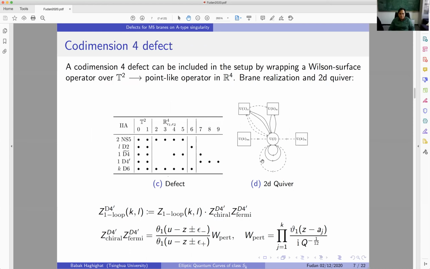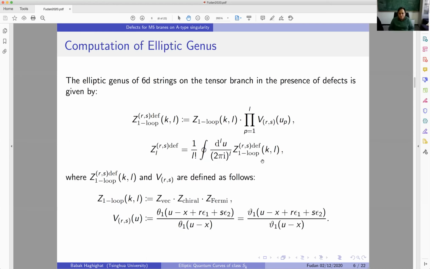Sorry, yeah, questions? Is this type of defect related to the type in AGT corresponding to the degenerate insertion on the Riemann surface? Those corresponding to degenerate vertex operators on the Riemann surface.